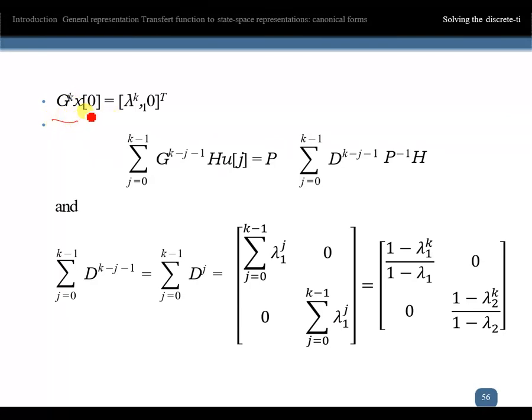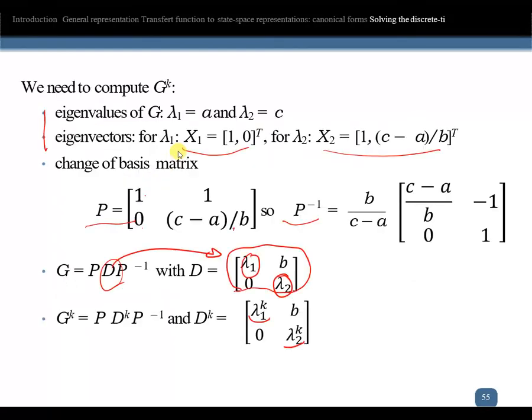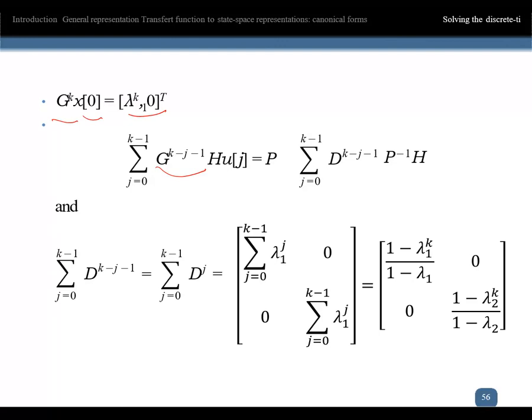Then it is easy. You can find G^k x0. I know G^k, multiply by x0, and I can find it here. The sum from j equal to 0 to k minus 1 of G^(k-j-1) Hu(j) becomes P times the sum from j equal to 0 to k minus 1 of D^(k-j-1) P^-1 H, because I substitute G by the formula PDP^-1. P can come out of the sum, and D becomes D^(k-j-1) then P^-1.